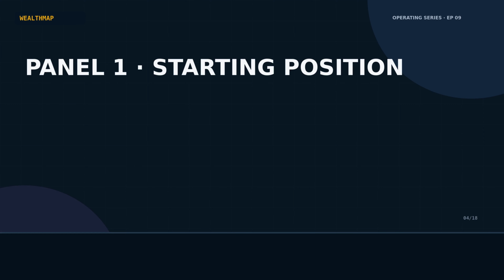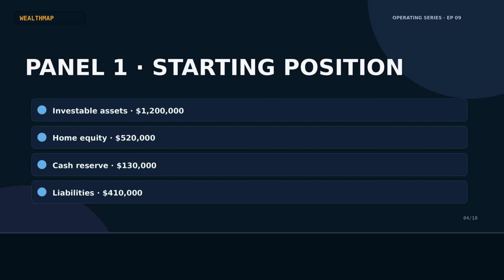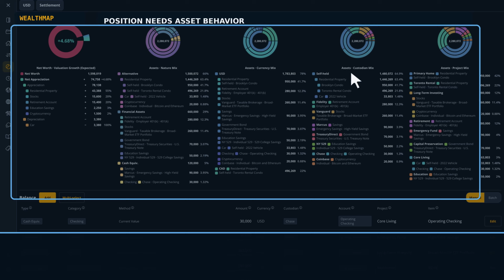Our synthetic household starts with $1.2 million in investable assets, $520,000 of home equity, $130,000 in cash, and $410,000 of liabilities. Net worth is $1.44 million. The position panel should preserve asset behavior. Cash, equities, bonds, property, private companies, receivables, debt, and depreciating assets need different inputs. A single total is the summary, not the model.